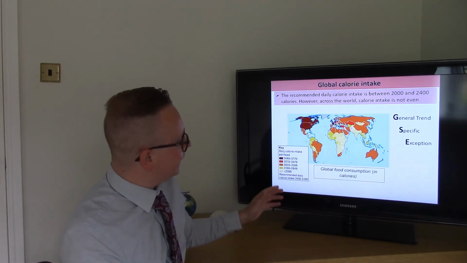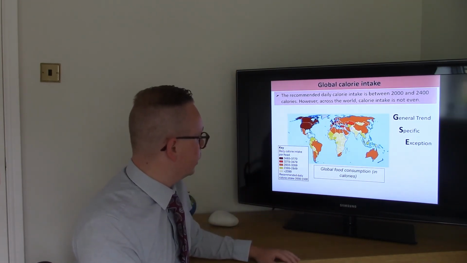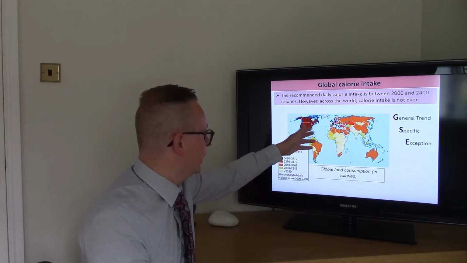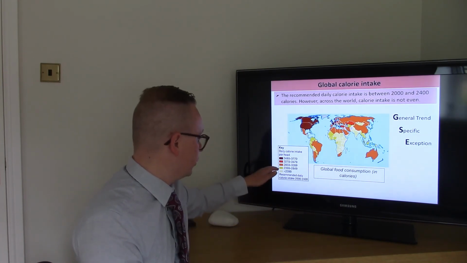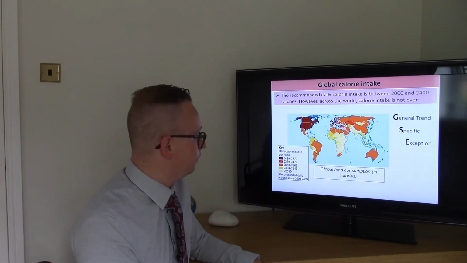Now there are a couple of exceptions to that trend. We're talking about Africa as being a low calorie intake continent, whereas there are some countries, South Africa, Egypt and Libya in the north, where calorie intake is higher, 2,850 to 3,269 calories per head, per day.